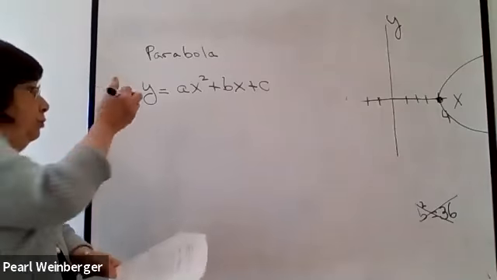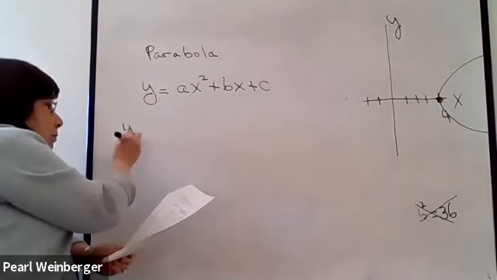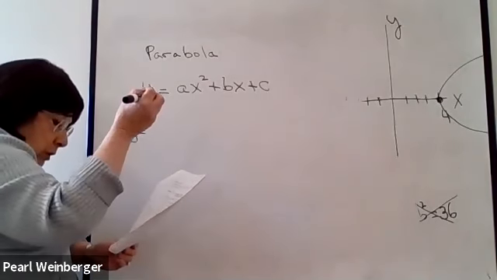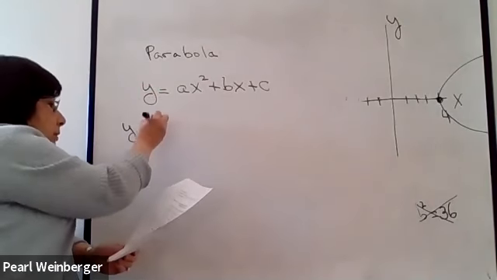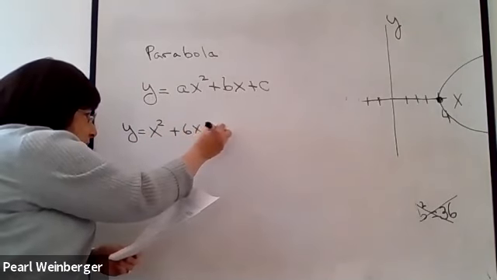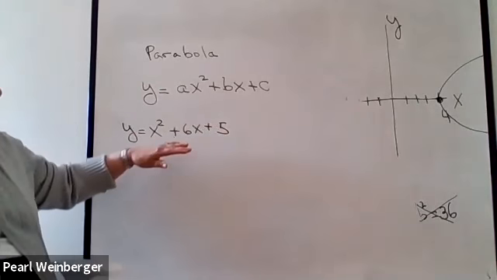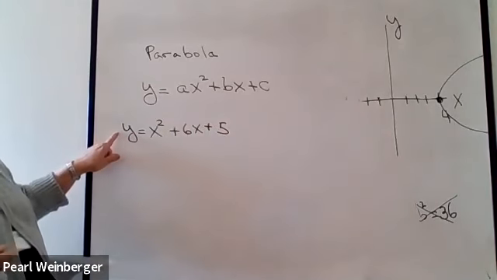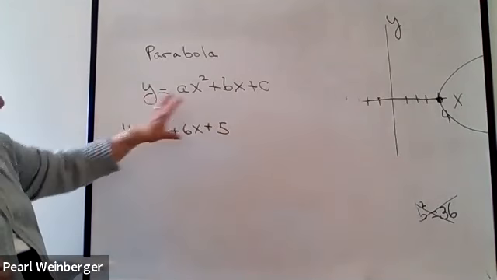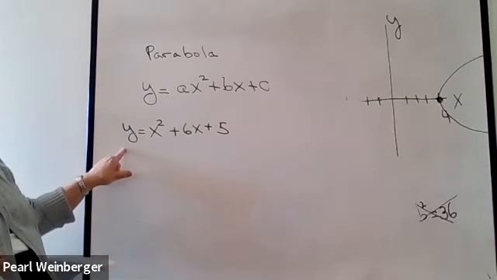Suppose I gave you an equation that looks like this. y equals x squared plus 6x plus 5. If you notice, it looks very similar to a quadratic equation, except that in place of the 0 that a regular quadratic equation would be equal to, here it's equal to y.